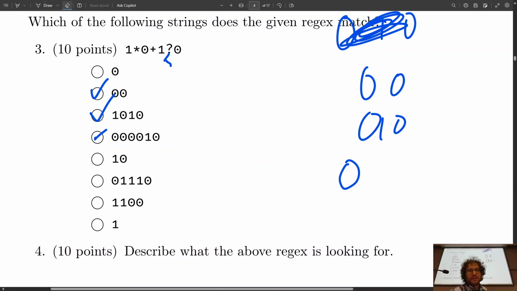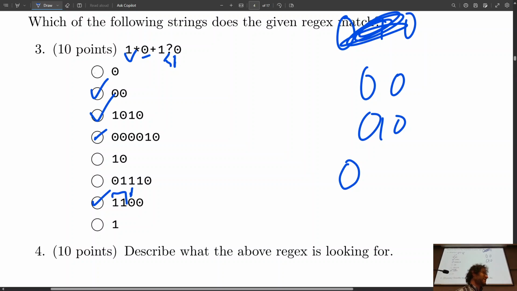1 1 0. Sorry, 1 1 0 0. So let's see. These first zeros could be caught by this. This 0 could be caught by this part. Then we have no 1s between them, and then we have a 1. So this works. And then a 1, that obviously just doesn't work because you've got to have zeros in there somewhere. Describe what the above regular expression is looking for. It's looking for exactly what I've been describing here.